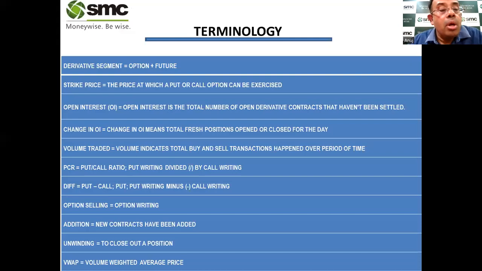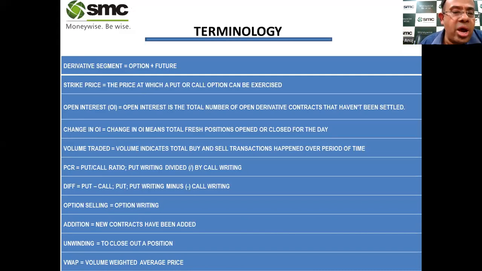So before moving further, I would like to discuss some of the terminologies which are needed for you to understand. First thing is the derivative segment. Many of us think that option analysis is equal to derivative analysis. No, option is a part of the derivative segment, and when we combine the future segment with the option segment, it completes the derivative segment. So first thing first, you should be clear on that.